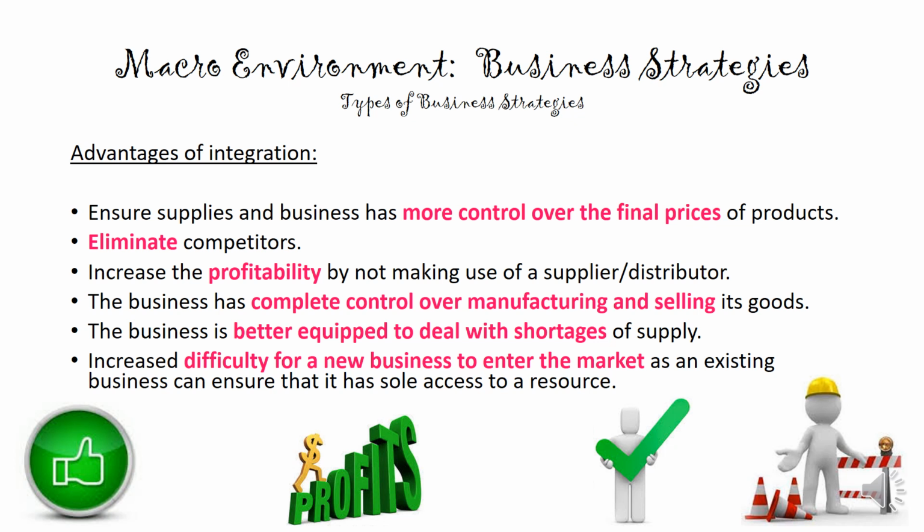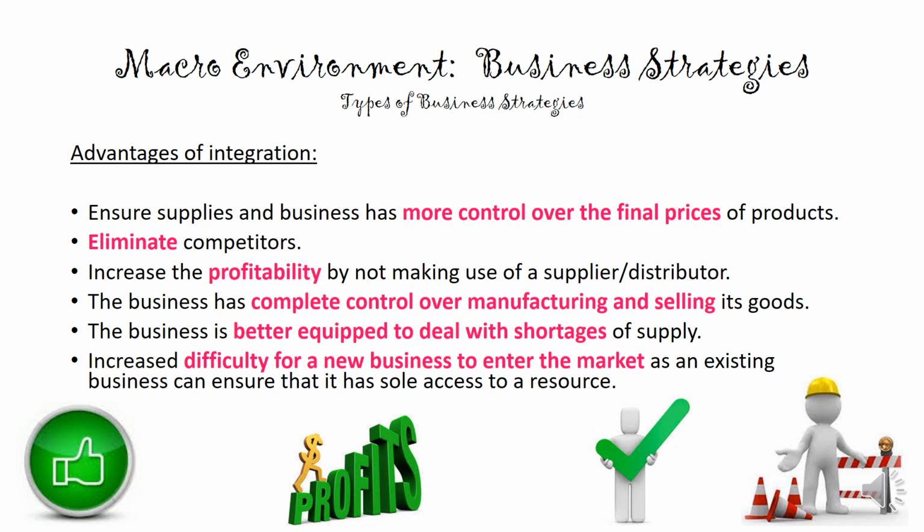Right, the business is also better equipped to deal with shortages of supply because we own the supply. If we own that apple farm, we are fully aware of what is happening on that apple farm. And should there be shortages, obviously we will know about this in advance and we can make a plan. We don't have to wait to order from our supplier and then not know what's happening with the supplier. If we own the supply chain, obviously then we will know exactly what is happening.